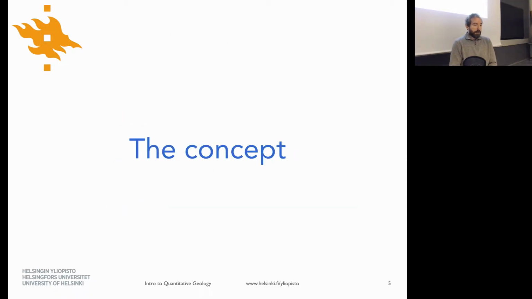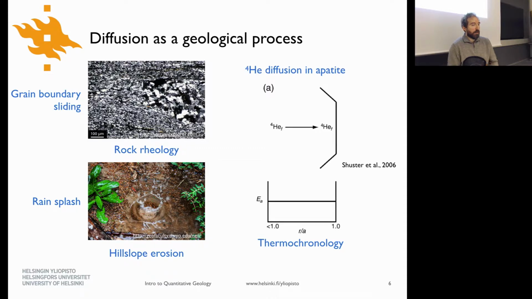So let's start with the concept. The idea in general as a geological process is that diffusion comes up in a number of different places. And you've maybe heard about diffusion at the crystal scale when we talk about crystal defects and how they migrate through a crystal as it's deformed. That can be modeled as a diffusion process. And in parts of the Earth, like in the Earth's mantle, that could be a process that leads to large-scale solid state flow of the Earth's mantle.